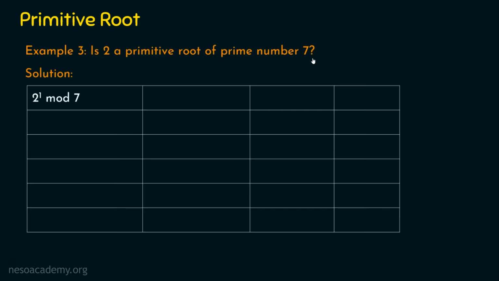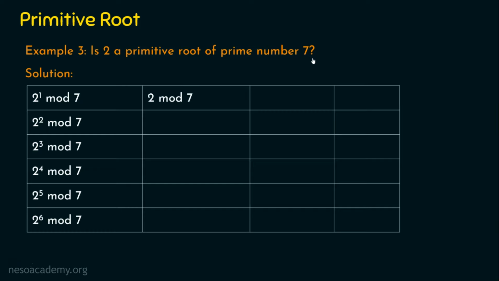Let's see the last example. The question is, is 2 a primitive root of number 7? Now we got the idea of solving this, right? We know we are going to find 2 power 1 mod 7, 2 power 2 mod 7 up to 2 power 6 mod 7. We can easily simplify this. 2 power 1 mod 7 is 2 mod 7. 2 mod 7 is simply 2. 2 power 2 mod 7 is 4 mod 7, which is simply 4. 2 power 3 is 8 mod 7, which is simply 1.